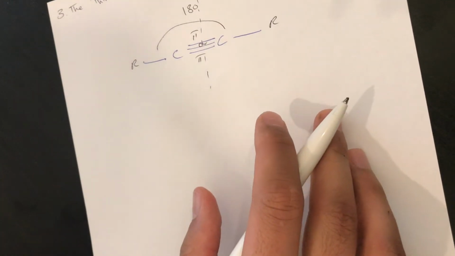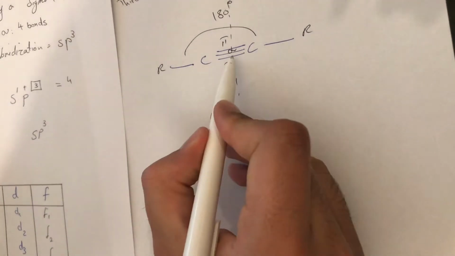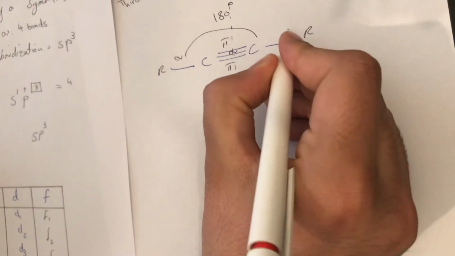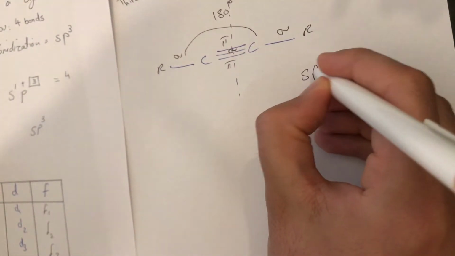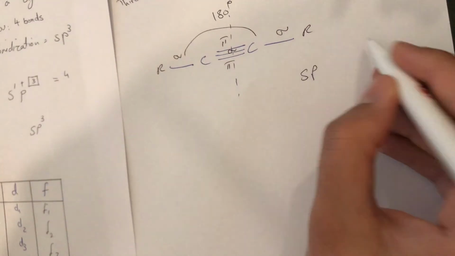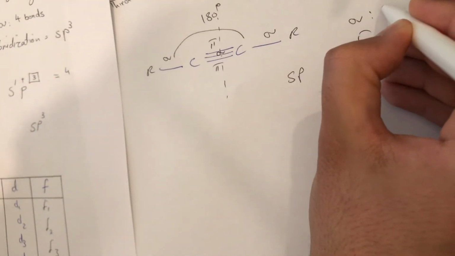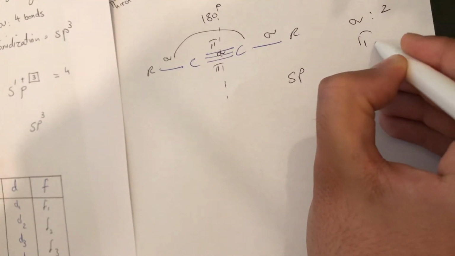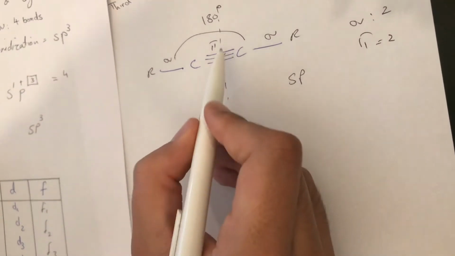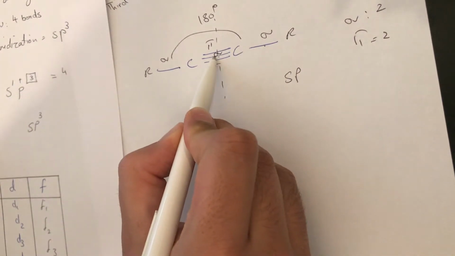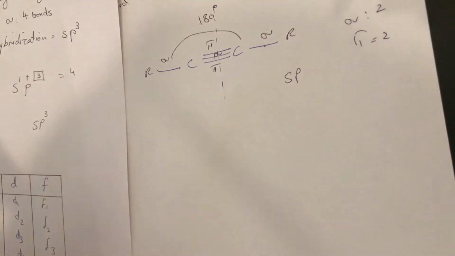Going back to the chart, how many do we have? We have 1 and 1. This is a sigma bond, so it's going to be again sp. So again, how many sigma and how many pi? We have 2 and we have 2. 1, 2 sigma, 1, 2 pi. sp hybridization. Very straightforward.